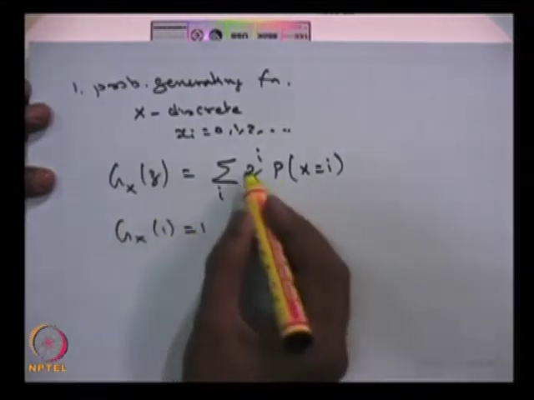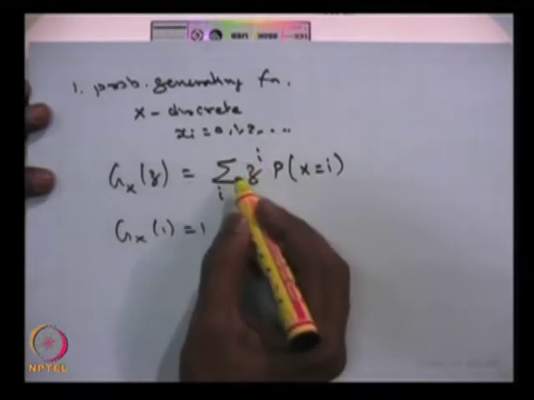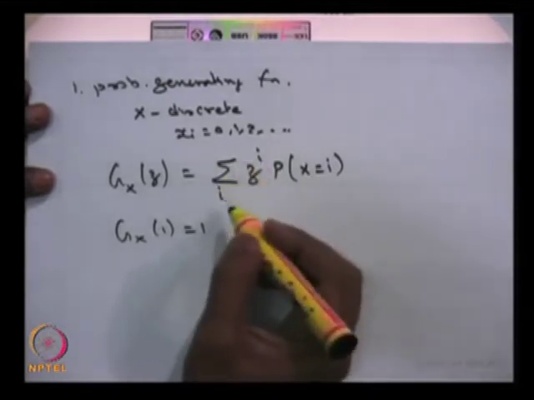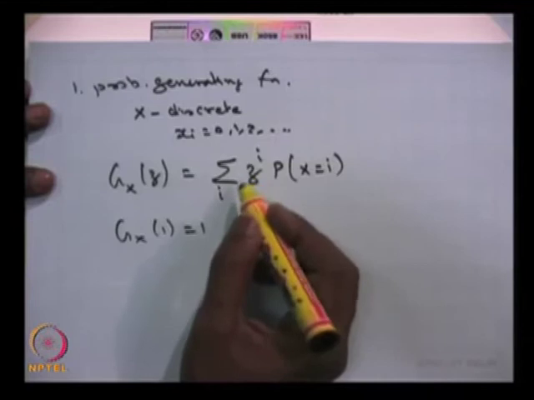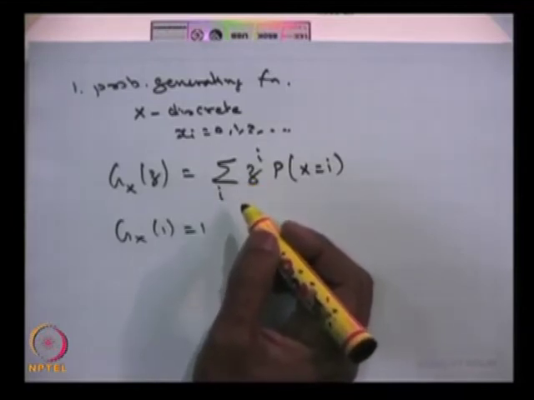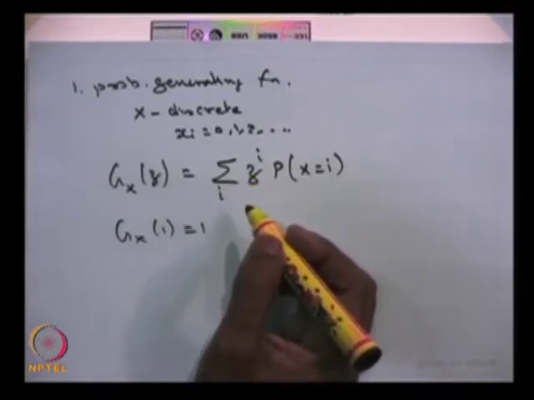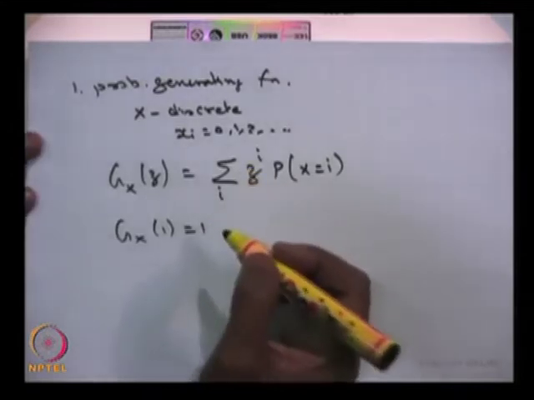And since it is z power i, by differentiating you can get an easy formula, or a relation between the moment of order n and the nth derivative of the probability generating function, substituting z equal to 1.